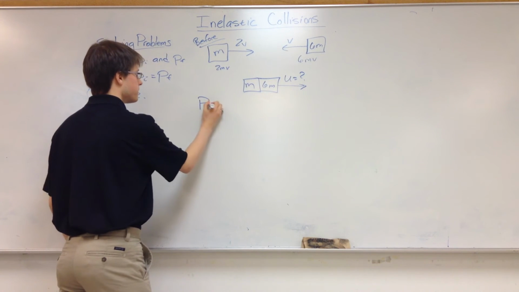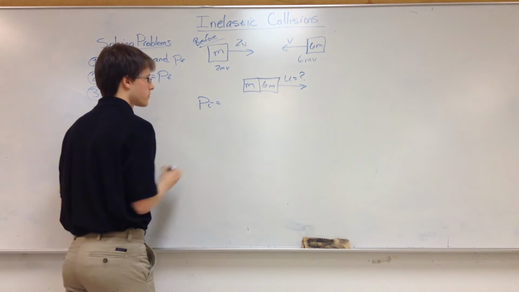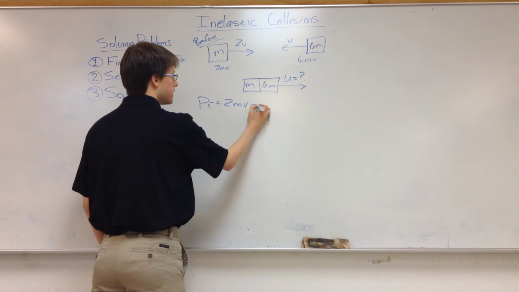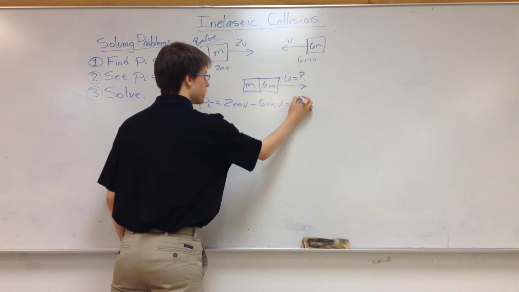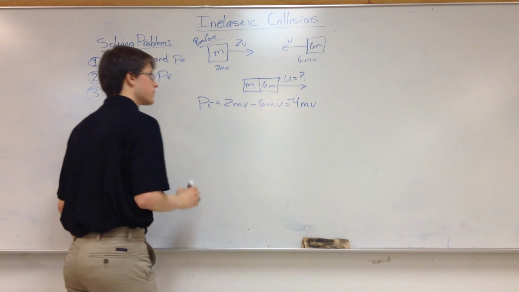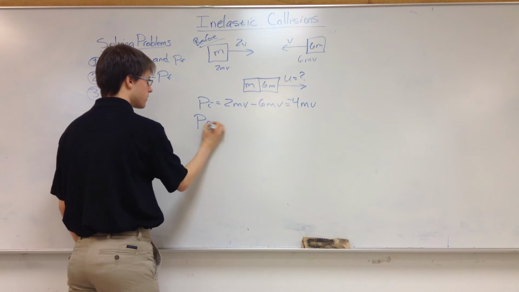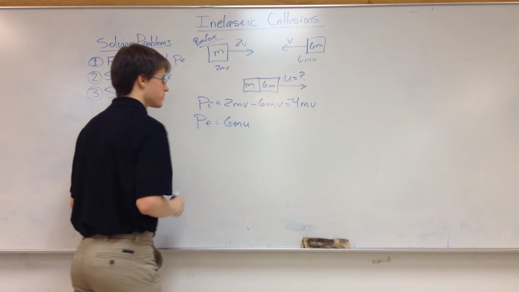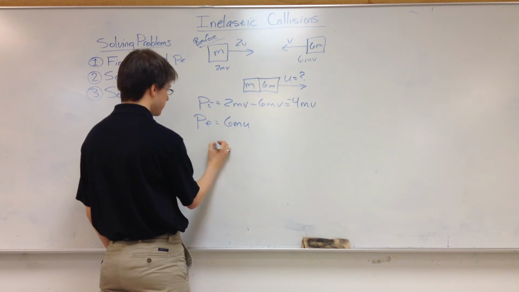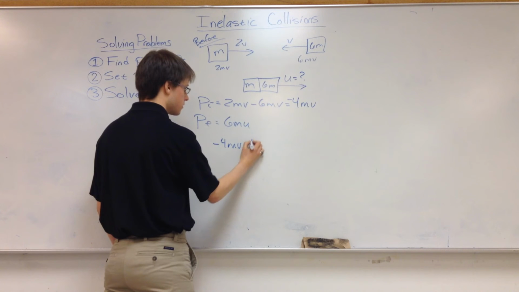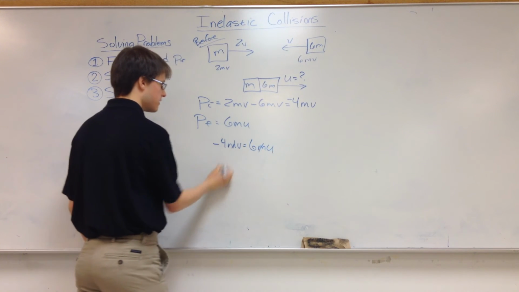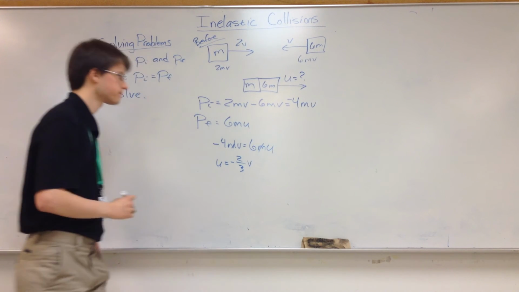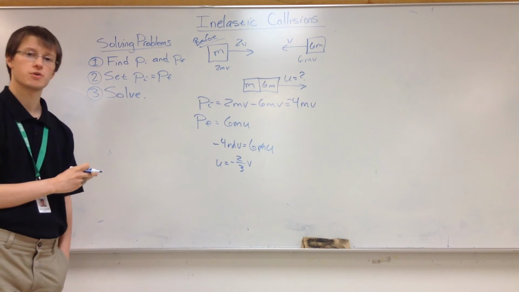Our initial momentum is going to be the sum of these. If we choose right to be positive and left to be negative, it's 2mv minus 6mv, which is negative 4mv. Our final momentum, I'm going to pretend it's moving to the right, so it's 6mu. We set these two things equal, and we have negative 4mv equals 6mu. The m's cancel. u is equal to negative 2/3 v. It's the second time I chose a ratio with 2/3 v.